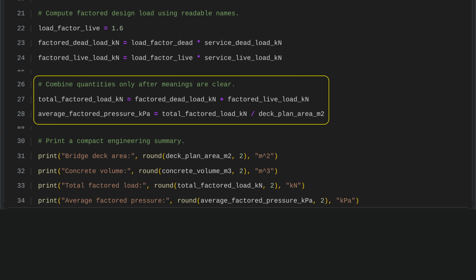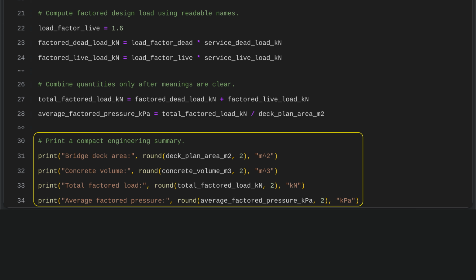Calculate the total factored load by adding the factored dead load and factored live load. Then find the average factored pressure by dividing that load by the bridge deck plan area. This gives the average pressure on the deck, which is needed to assess structural integrity.